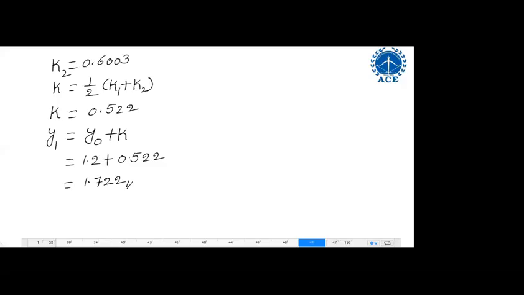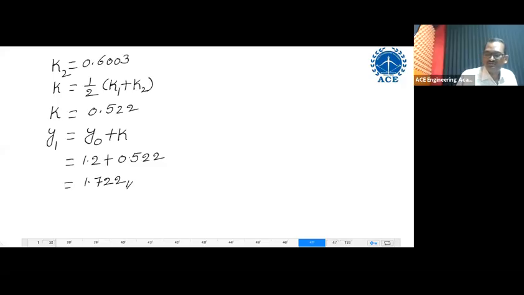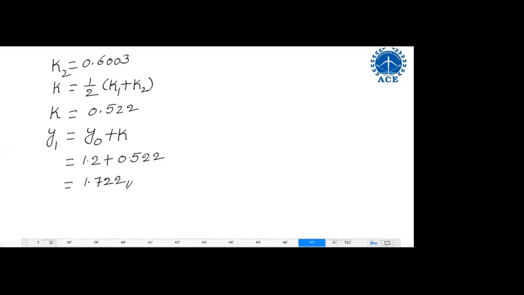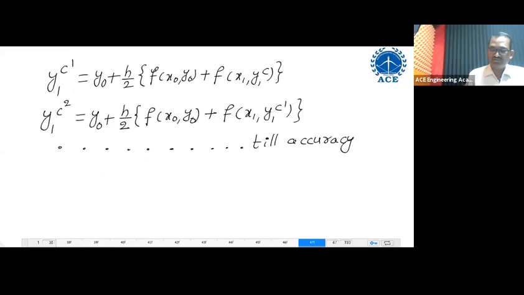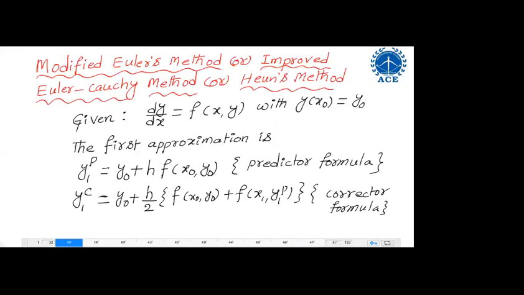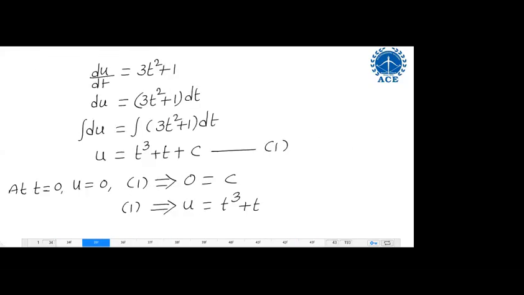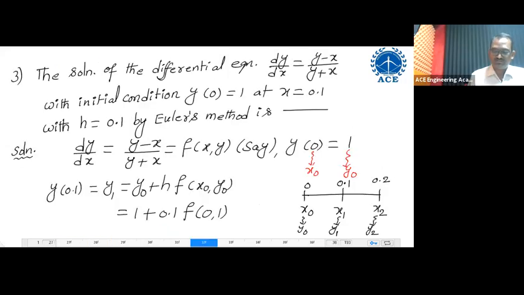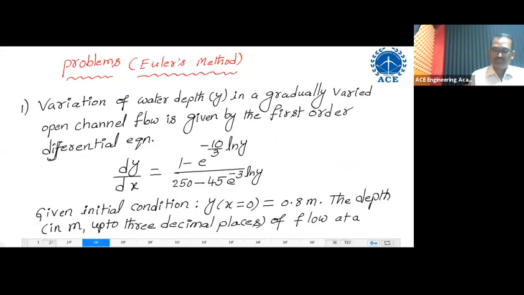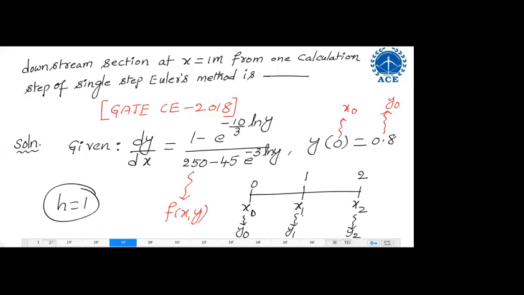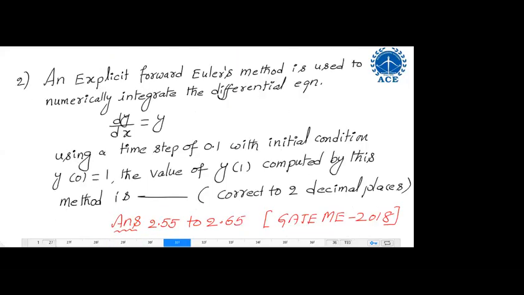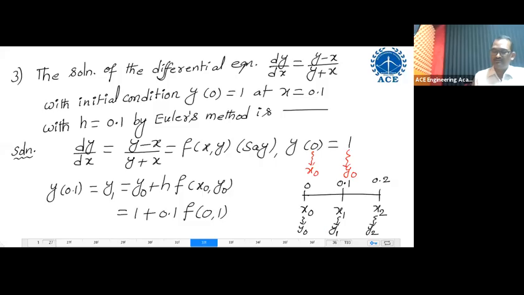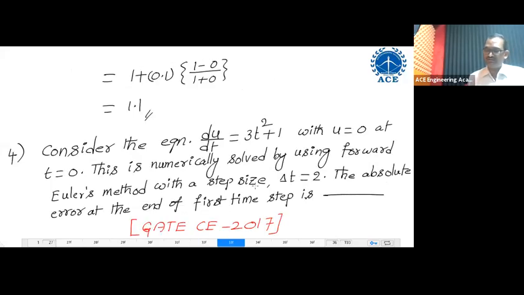Sai Nikita, please unmute yourself. Sir, can you once explain Euler's method second problem, sir? Page number, did you remember? No, sir. This one? No, sir, before one. The next one. After this. This one? No, sir, after this.